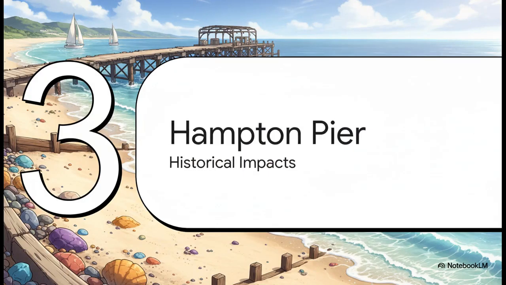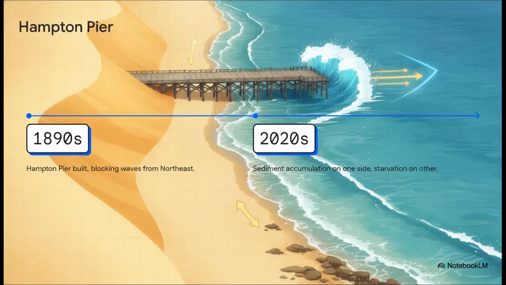Section 3, Case Study, Hampton Pier. Tracing the timeline away from Sussex over to the North Kent coast is super fascinating. Back in the 1890s, Hampton Pier was constructed. Now, on this stretch of coast, the largest, most powerful waves arrive from the northeast, and they drive the longshore drift. The pier acted as a massive, rigid barrier to this energy. Fast forward to the 2020s, and you have severe landscape alteration. Just like we saw at Shoreham, interrupting that natural flow of sediment completely reshaped the entire coastal budget. It forced sediment to accumulate massively on one side, while completely starving the other side.